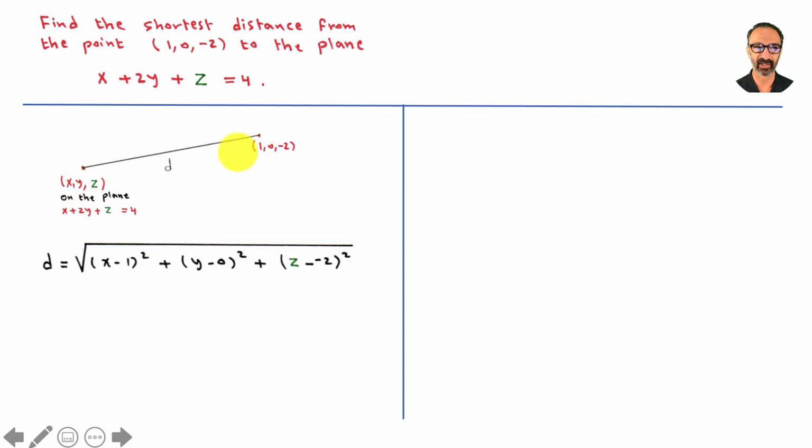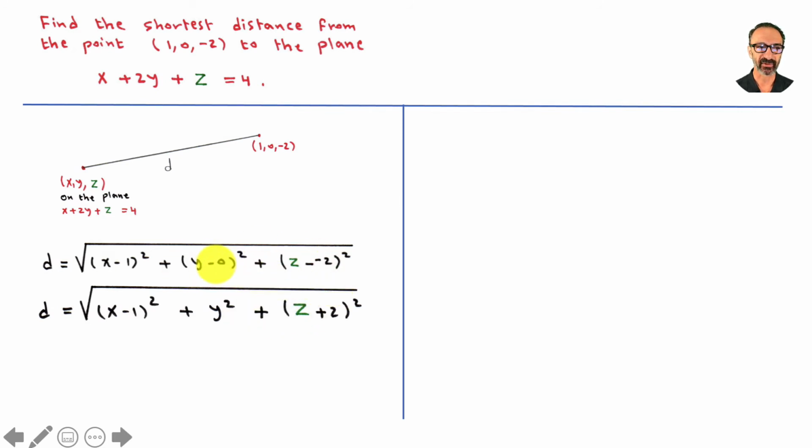So it's going to be x minus 1 to the second, y minus 0 to the second, z minus negative 2 to the second, under the square root. I'm going to call it little d to distinguish it from the second derivative test, where it's called capital D. Simplify this. I don't need to keep the 0. I don't need to keep the minus negative sign. And now, we need to minimize this. The shortest distance means minimize. Well, to minimize this, you could just minimize it without the square root. I'll show you in just a second. Now, this is still green.